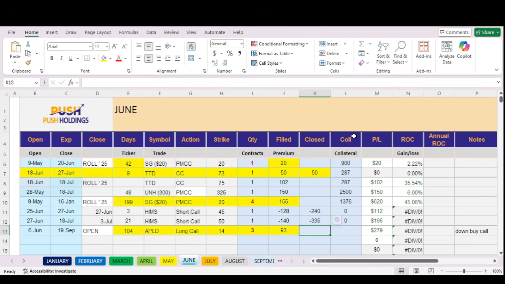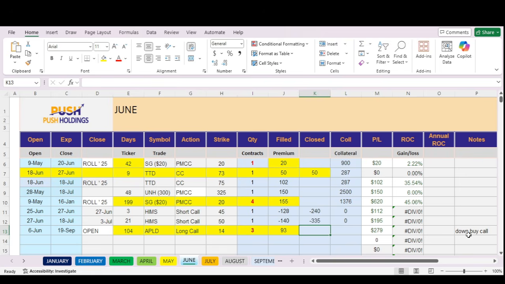Whether that collateral be a cash collateral or I need to own the shares, that's going to be featured under this column. The next column, which is a second important column, is going to be your P&L. That's going to represent your gains or your losses. The next one is going to be your ROC, or return on capital. And that just pretty much tells you the percentage of our investment, our actual return on investment. And then we have the notes.